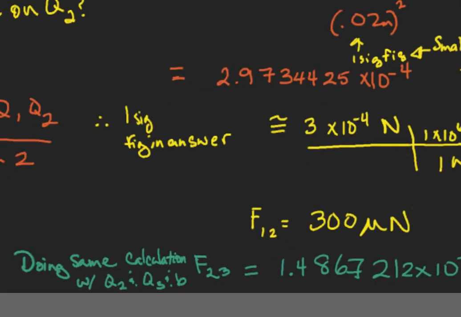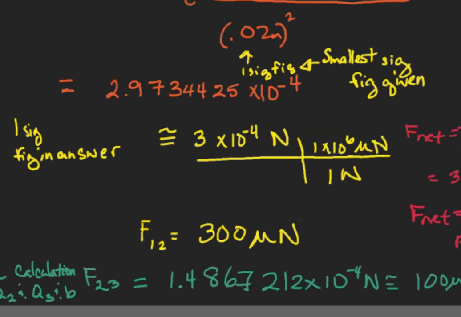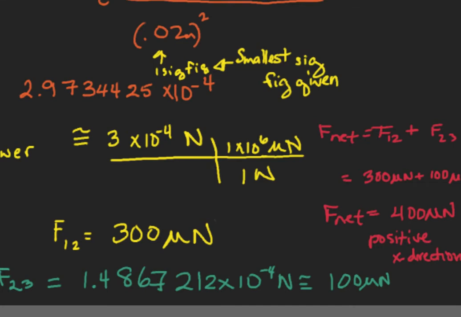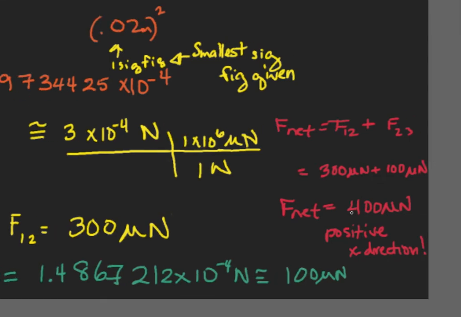Same thing with Q2 and 3. If you do that, you'll get this number there, and then you'll round that 1.4 down to 100 micronewtons. And then the net force is going to be that 300 plus 100, which is 400 micronewtons. And as we said, it's going to be in the positive x direction.